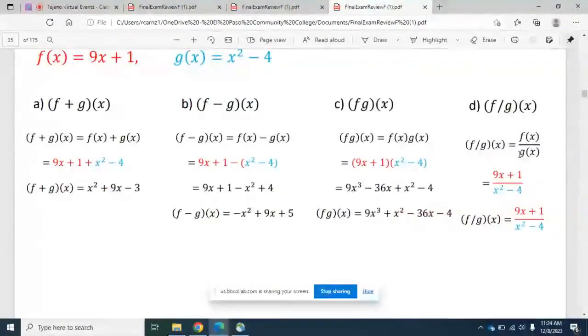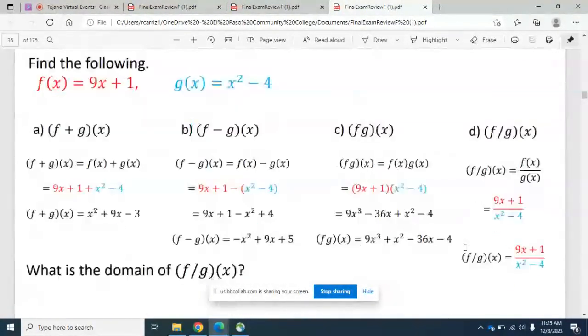I like to rewrite it to what they're asking me to do. They want me to divide function f with function g. So function f of x is just 9x plus 1. Function g of x is just x squared minus 4. It says none of these, I can't simplify any of these. I can't factor out anything. Nothing cancels because these are all a part of each other. The answer just stays like that. The answer is just 9x plus 1 over x squared minus 4. Okay.